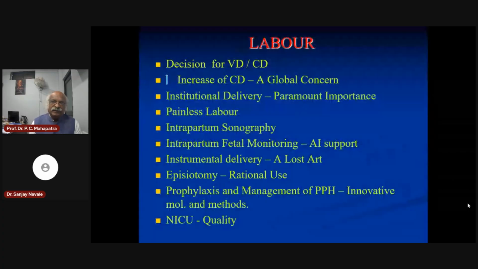Intrapartum sonography, yes, it has become a research topic. About one decade since the research started, nowadays it has come up in a big way to help in the process of monitoring labor. Intrapartum sonography has a way forward.